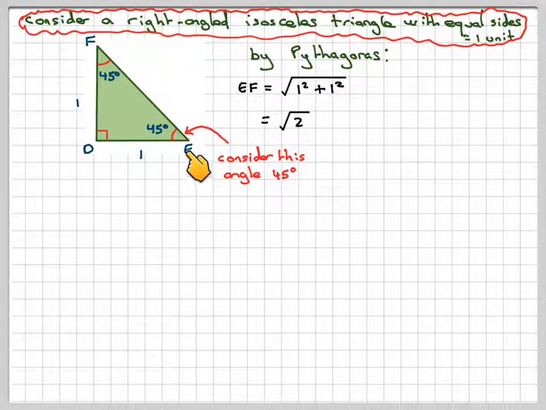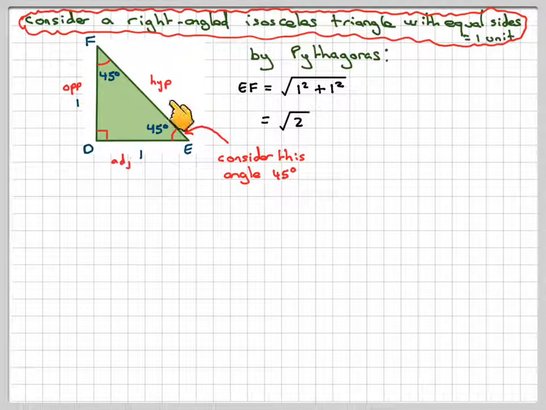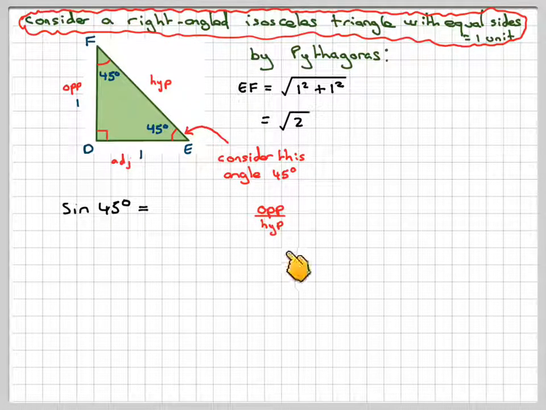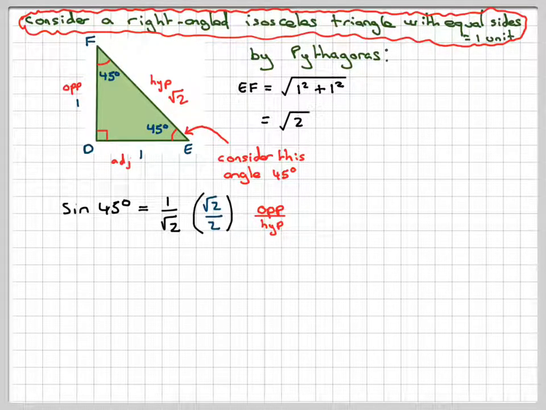Consider this angle, although we could consider this one as well, but if we consider this angle, then this side is the opposite, this side is the adjacent, and this side is the hypotenuse. Sine of 45, well, sine is opposite over hypotenuse, so it's 1 over root 2. Sorry, this length is root 2. So it's 1 over root 2, which from our rules of surds we can write as root 2 over 2.